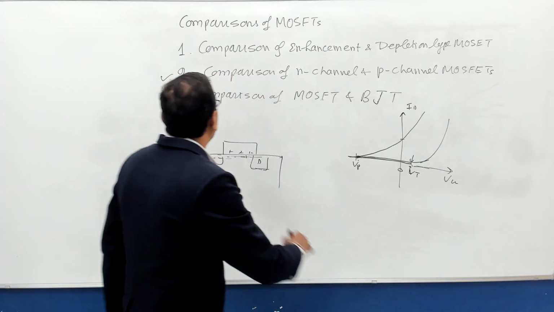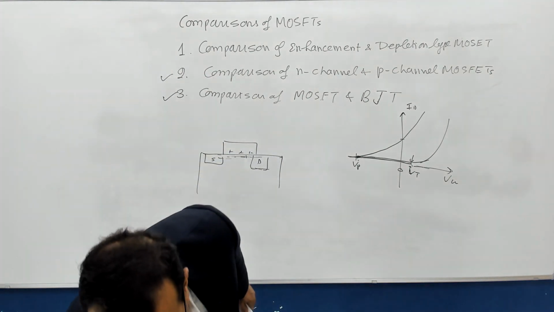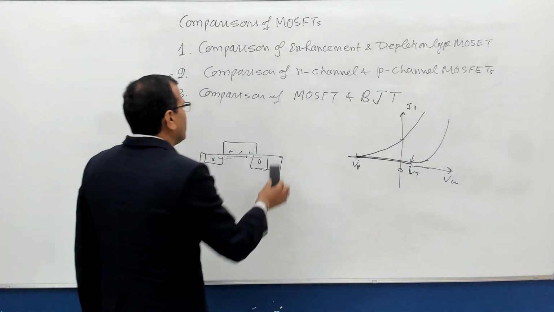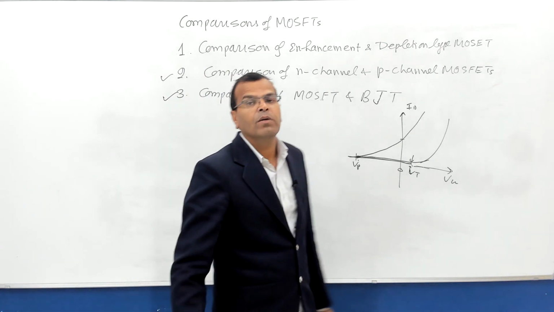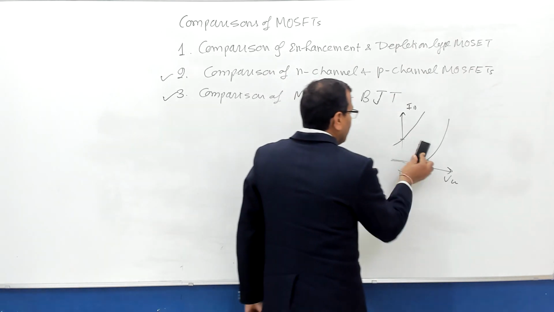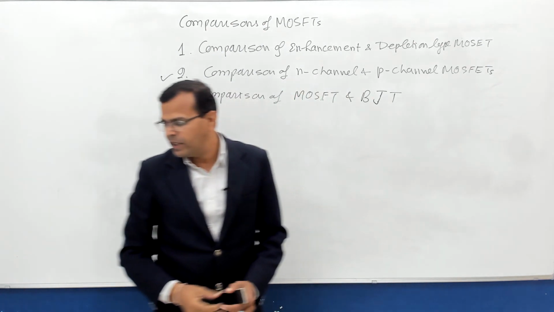Then the third one is the comparison of MOSFET and BJT. This is again very important as far as your engineering services prelims is concerned. There are a lot of questions on comparison of BJT and MOSFET. 8 to 10 points I'll be considering one by one.